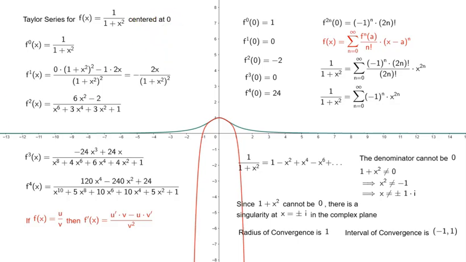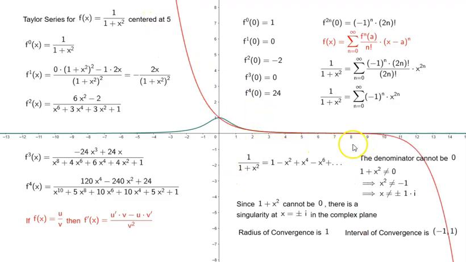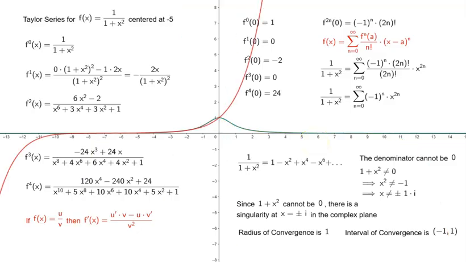But if we change the centering, naturally, accordingly, the Taylor series will cover a bigger range, will have a bigger radius of convergence. So this is centered at 3, this is centered at 5. And finally, it is centered at minus 5.